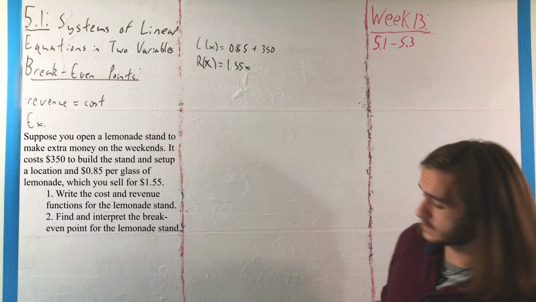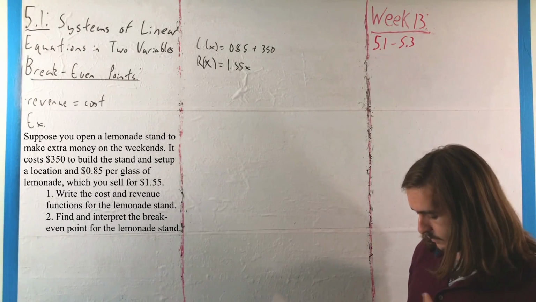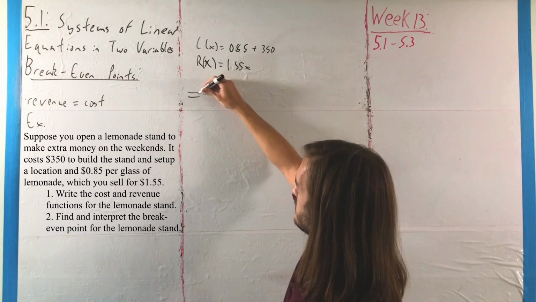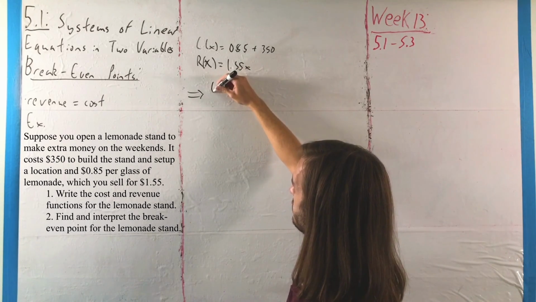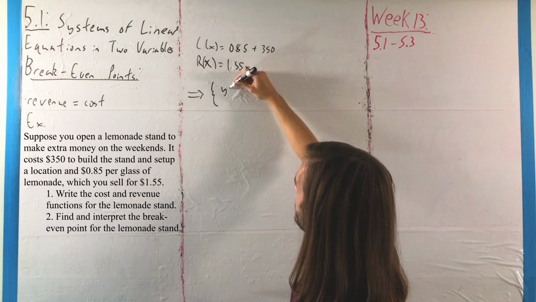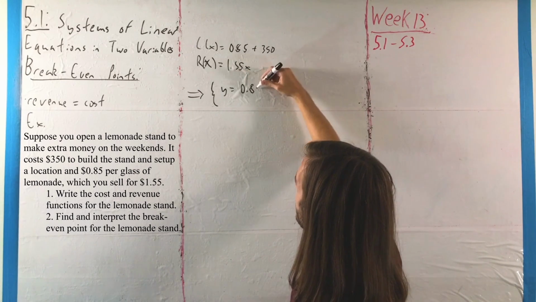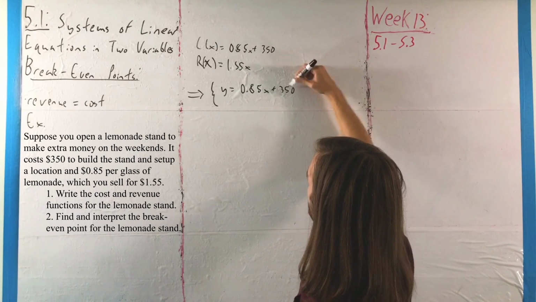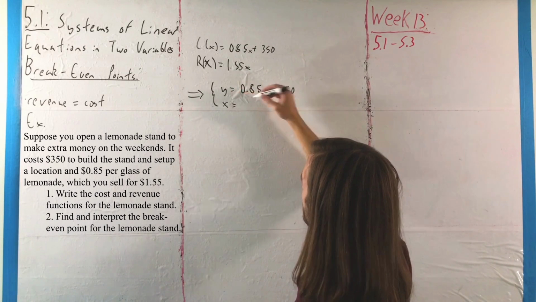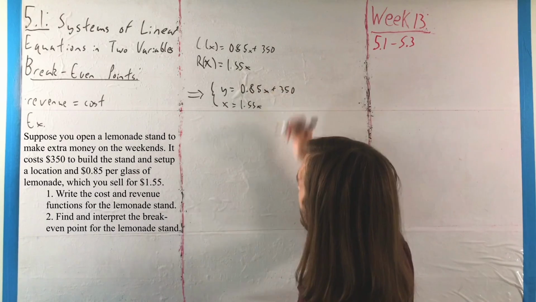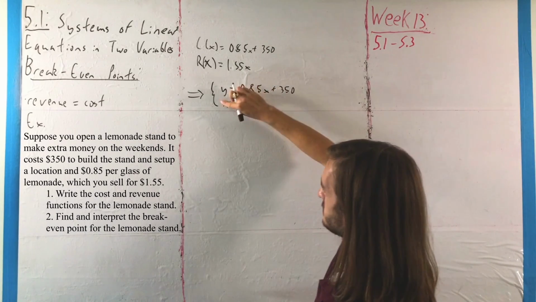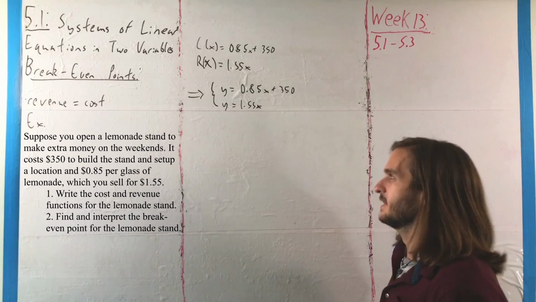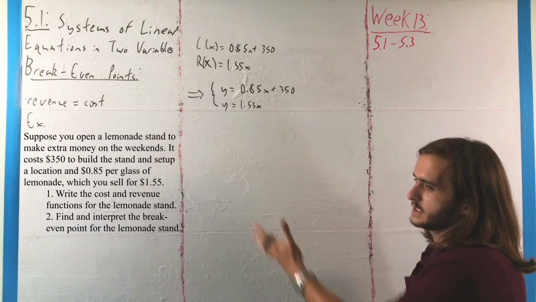Anyway, with these, we have our setup in mind, and if we want to solve our system, well, this would very clearly turn into a system of linear equations. y equals 0.85x plus 350, and y is also equal to 1.55x. And then from here, we solve this however we want to.